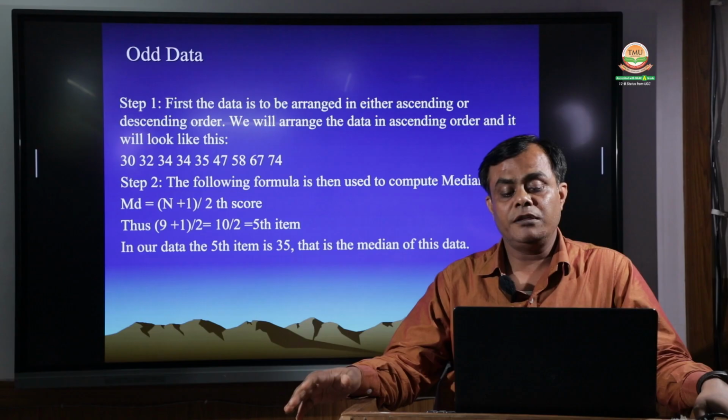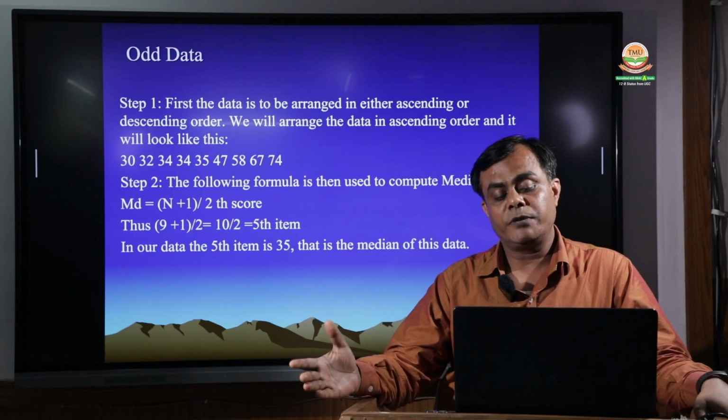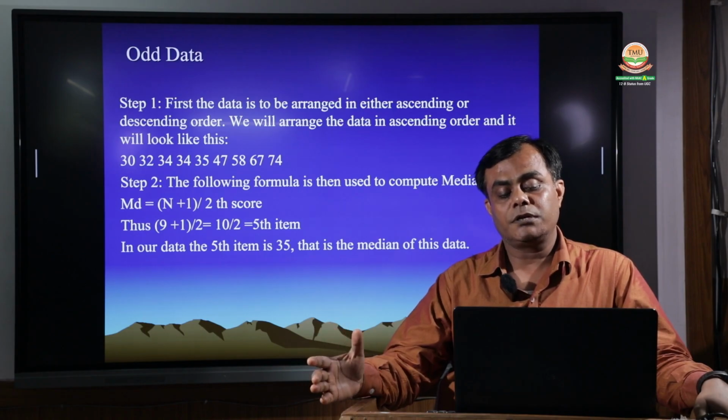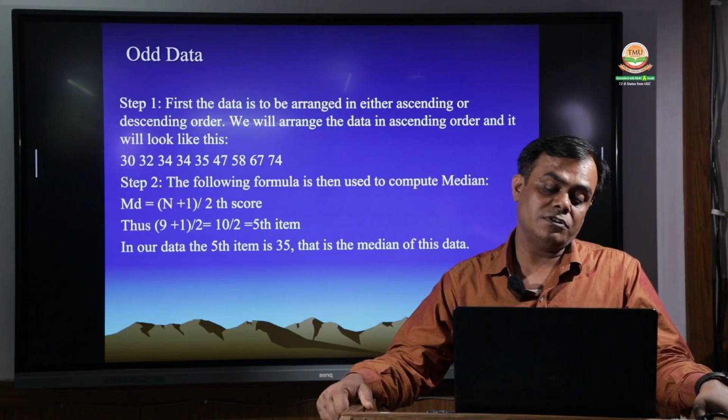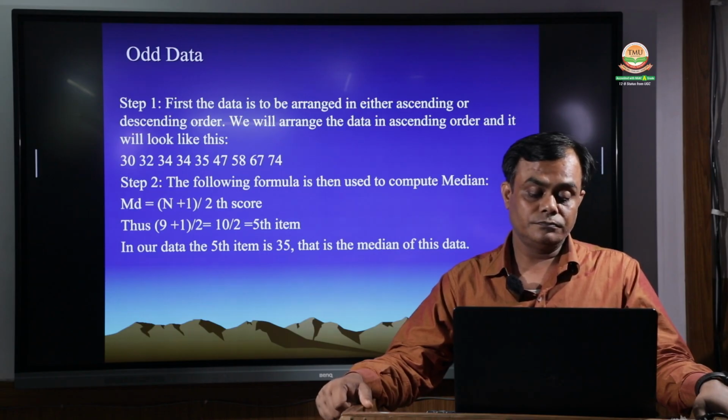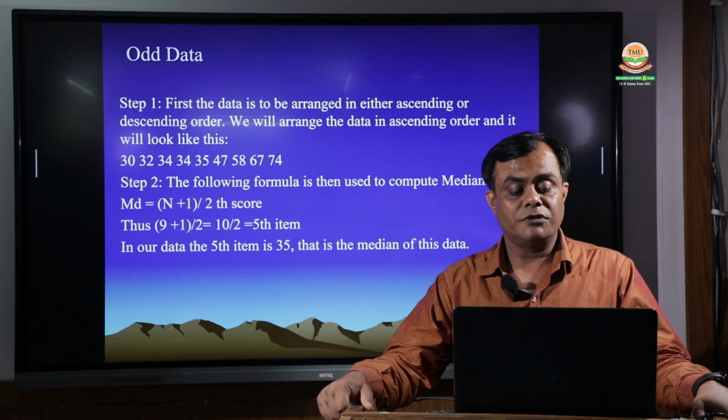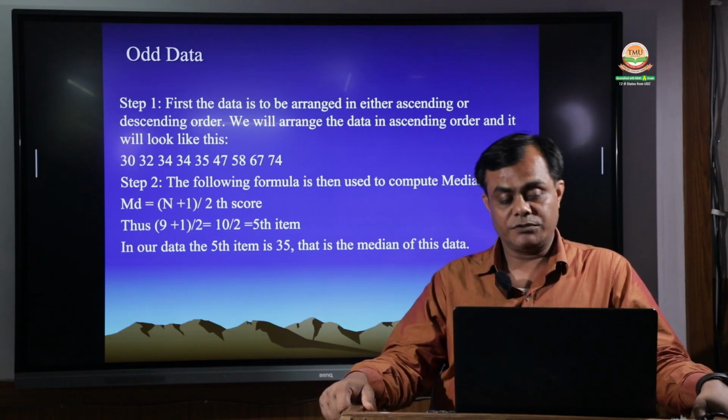So we divide the whole data into two parts. One part is lower than the median, and the other part is higher than the median. So this is considered the median value for odd numbers.